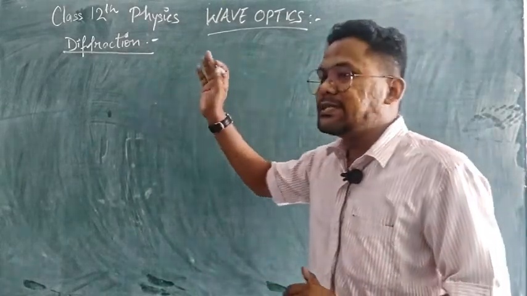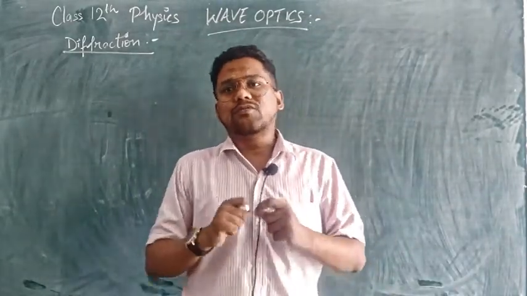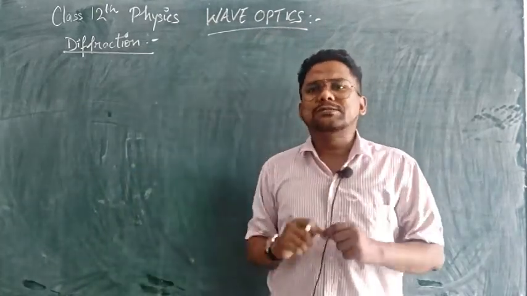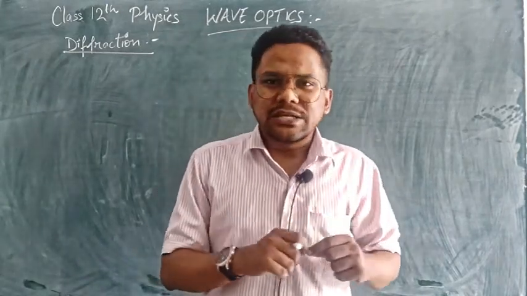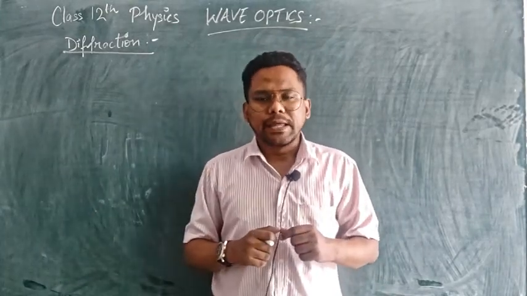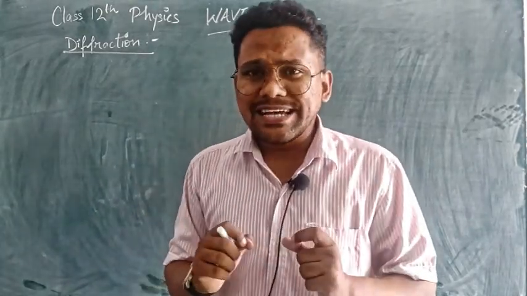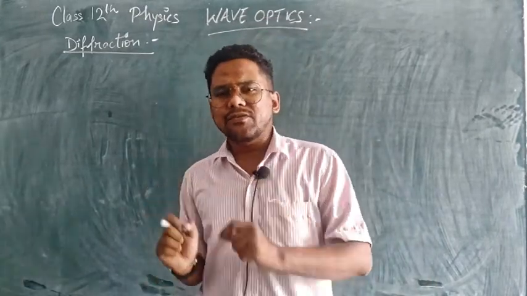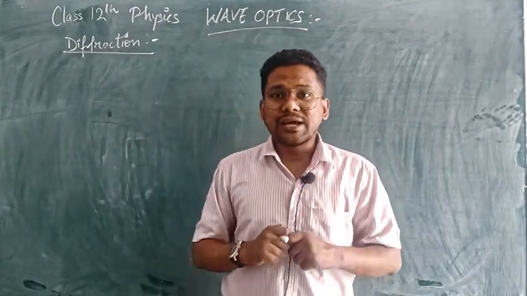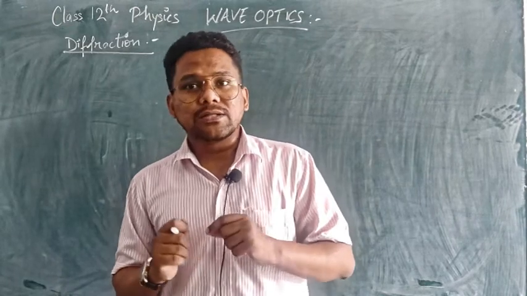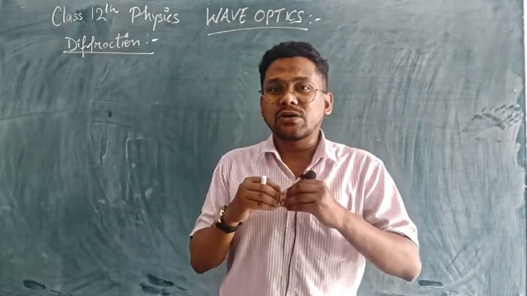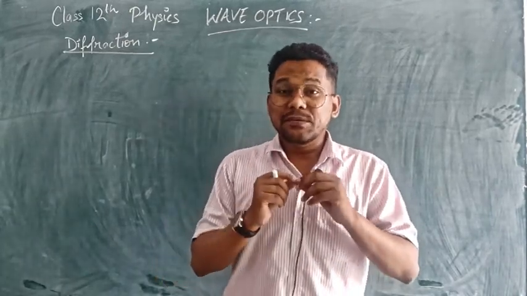Diffraction is the phenomenon of bending of light around the corners of an obstacle into the region of geometrical shadow of the obstacle. Basically, like we studied in the previous classes, light travels in a straight line. But diffraction is the phenomenon which proves it otherwise. Because of diffraction we can see that light does not travel in a straight line but it bends.